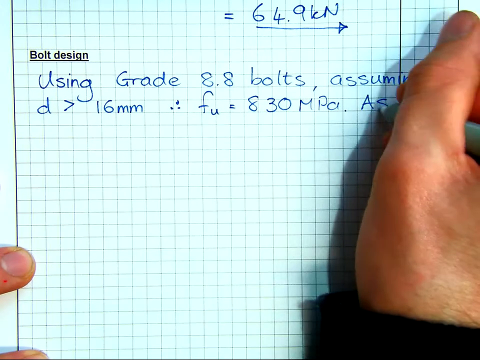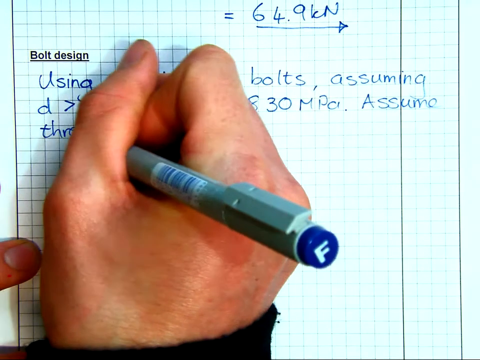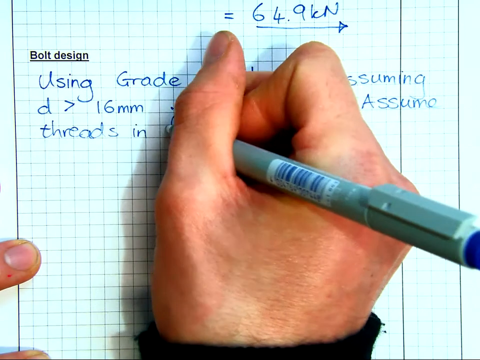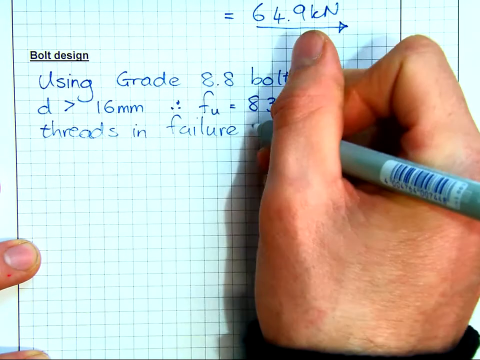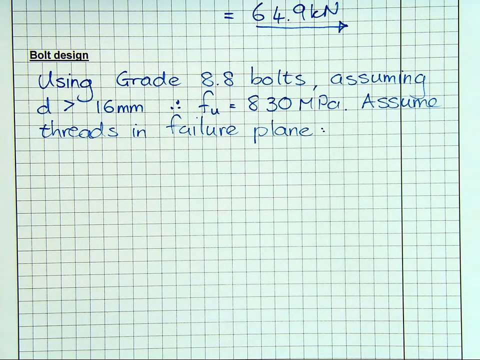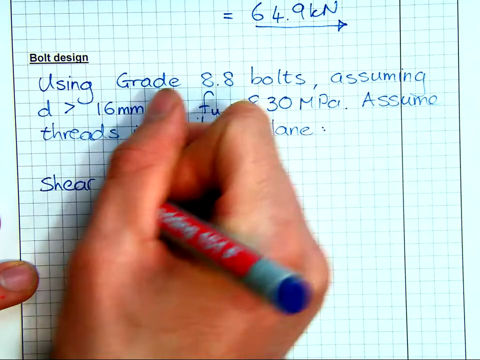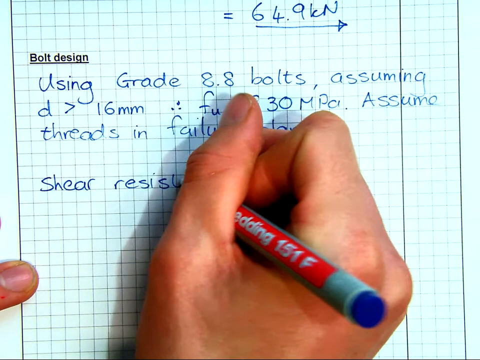And assume threads in failure plane. Because you'll see in the calculations and guidelines that you can either assume that the bolts are in the failure plane, or the threads are in the failure plane, or the threads are not. Now, it's normally conservative just to assume that where the bolt will shear through, that's where the threads are, because we actually might not be sure on site. So now we're going to check the shear resistance and make sure that is sufficient.